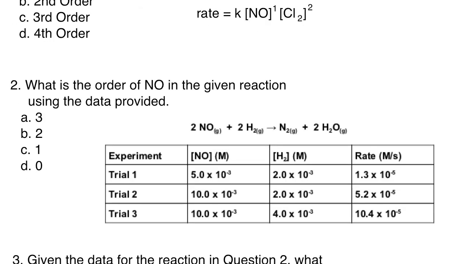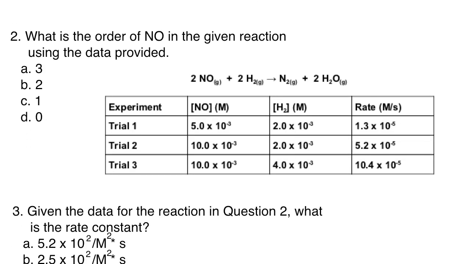Number two, you can see there's a data table here similar to one of the ones that we've worked with. And it says, what is the order of the nitrogen oxide in the given reaction using the data provided? So if you take a look at the data in that table, and then you look at the nitrogen monoxide, you can see in that first column that the concentration is held constant in trial 2 and 3, and then in trial 1 we see the variation. So that's going to be important along with the rates that are coupled with that to help answer this question.